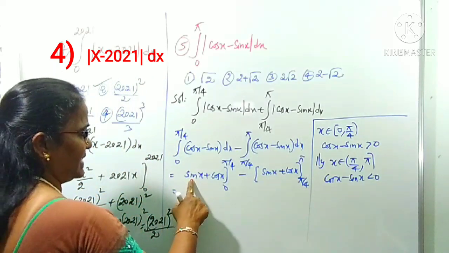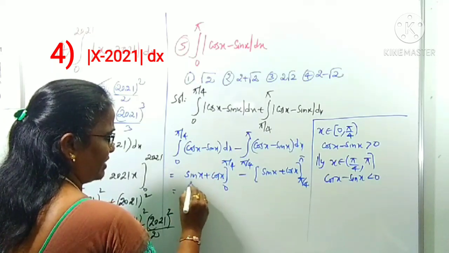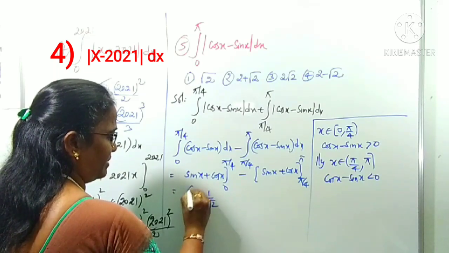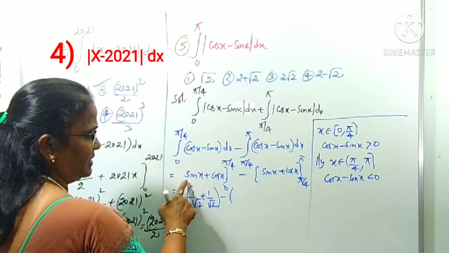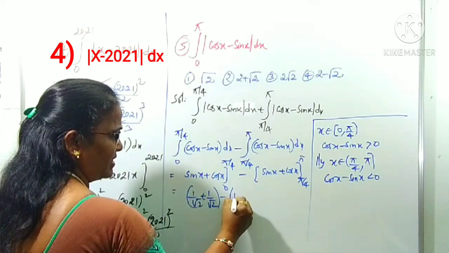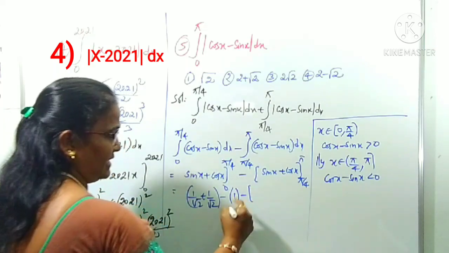Now use the upper limit. Sin pi by 4 is 1 by root 2. Cos pi by 4 is also 1 by root 2. So 1 by root 2 plus 1 by root 2, upper limit, minus lower limit. Sin 0 is 0. Cos 0 is how much? 1, right? 0 plus 1 is 1. This is for this one. Now we can come to the next integral, the next part.